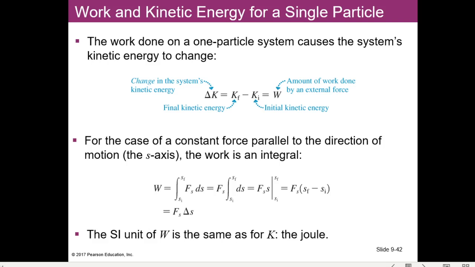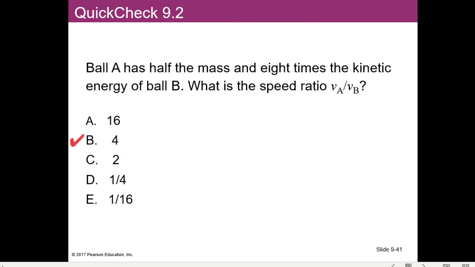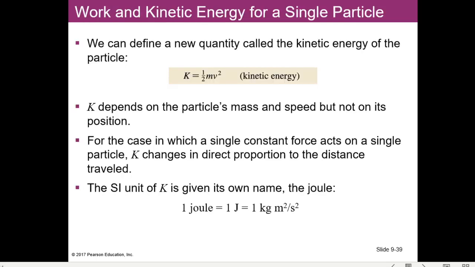How do you know that? Well, we've got the units of force, which are newtons, times the units of distance, which are meters. A newton is a kilogram meter per second squared. So if you multiply that by a meter, you get a kilogram meter squared per second squared, which is exactly what we saw two slides ago for the joule.